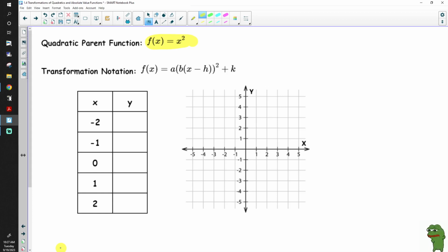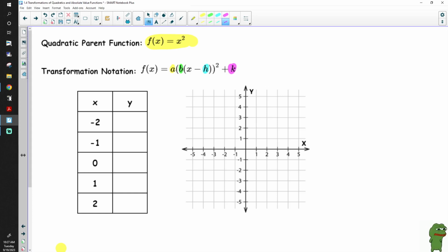It doesn't have an a, b, h, or k value. We haven't added anything fancy to it. Just like before, and you'll notice the pattern, look at our a, b, h, and k. Aren't they all in the same exact spot? They're always in the same spot.